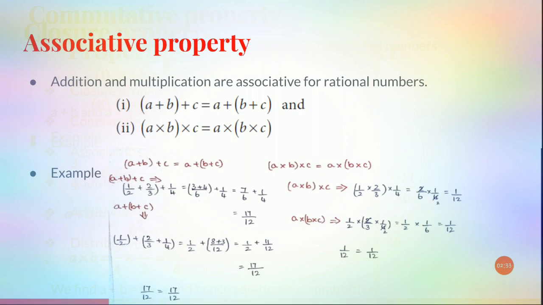Okay. First we are going to apply values for a, b and c. Substitute and find out the value for left hand side, and then the same values are going to be applied for the right hand side and a value is going to be derived. And if both the answers are same, we can say associative property for rational numbers holds good for addition. Same way we can check for multiplication.